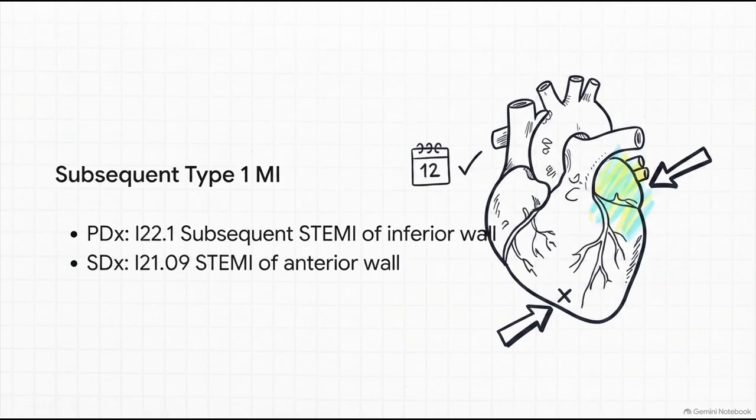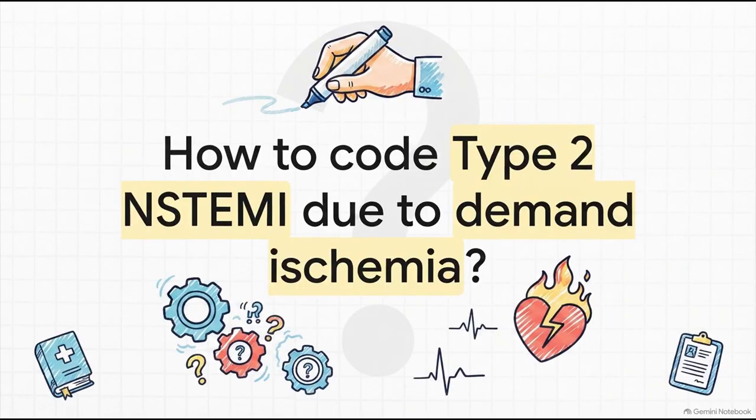Basically, the I22 code acts as a pointer to the new event, and the I21 code anchors the history of what happened in the past 4 weeks. All right, round 2. Let's look at a scenario that literally trips up coders all the time.